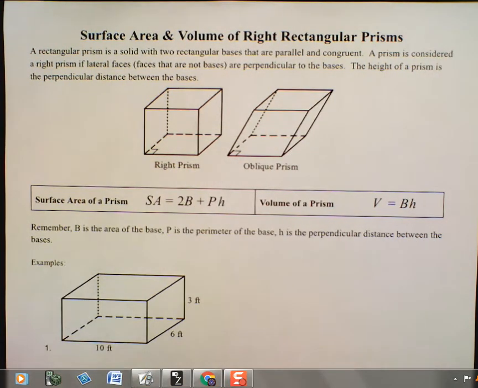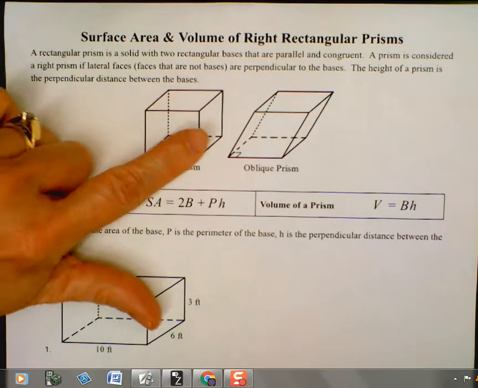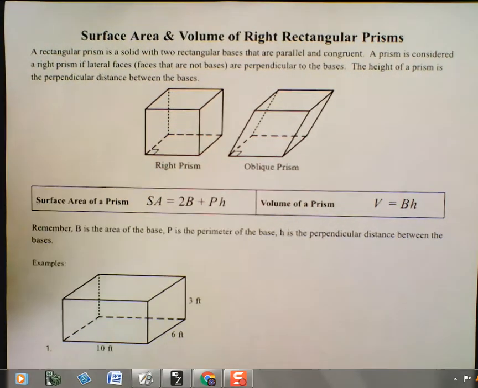A prism is considered a right prism if the lateral faces, in other words, these faces that are not the bases, are perpendicular to the bases. The height of a prism is the perpendicular distance between the bases.